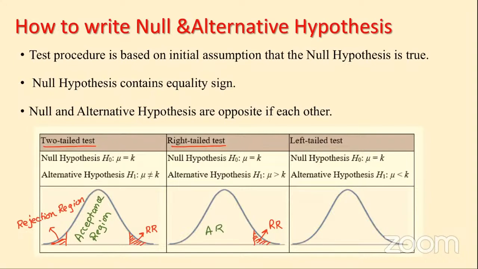And now you have the idea about the left tail test. In the left tail test, you can see in the alternative hypothesis we have a less than sign. So lesser numbers are on the left. That's why the rejection region is also on the left tail. The rejection region is on the left tail here, and the acceptance region is everything else.